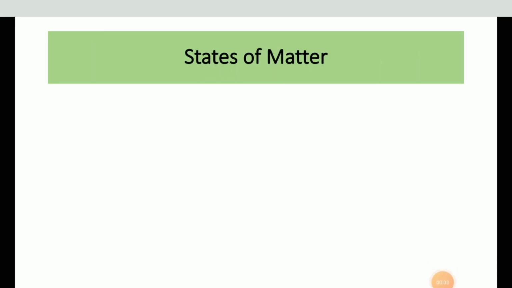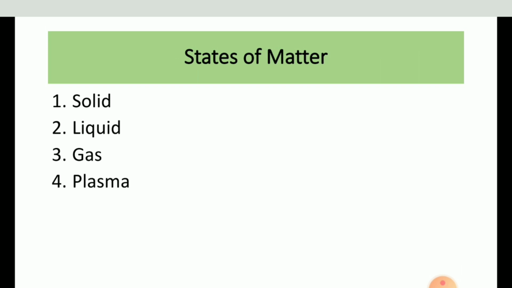Matter can be described based on its state or phase, of which there are three main types: solid, liquid, and gas. Several new studies, however, have revealed the existence of the fourth and fifth states referred to as plasma and Bose-Einstein condensate. First, let us talk about solid.